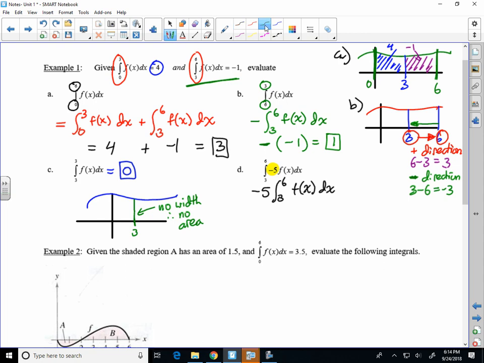And since this one right here was a given piece of information, negative 5 times negative 1 is going to give us positive 5.